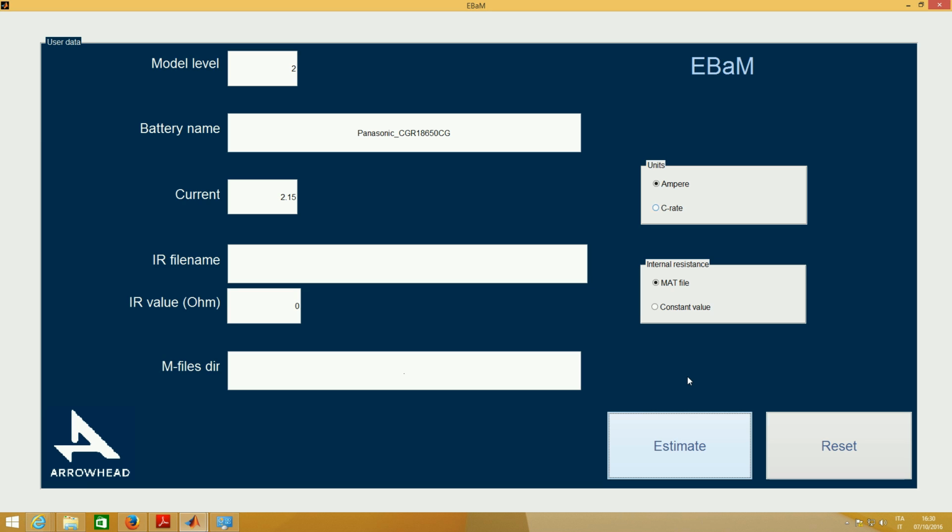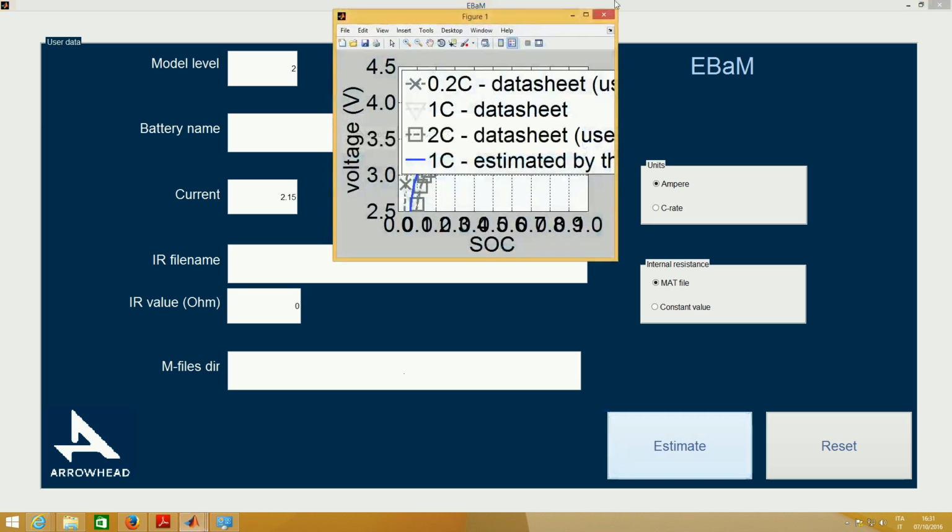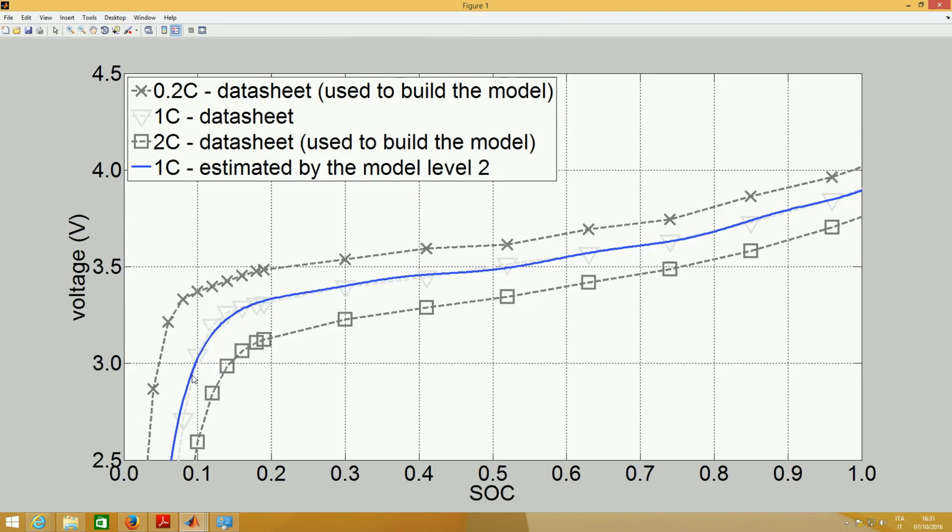For the level 2, there is no need to set the internal resistance of the battery through a file or a constant value. In fact, in this case, the internal resistance is extracted directly from the characteristics provided in the datasheet. The estimation, the blue curve, shows a very good accuracy of the proposed models with respect to the original manufacturer's data.